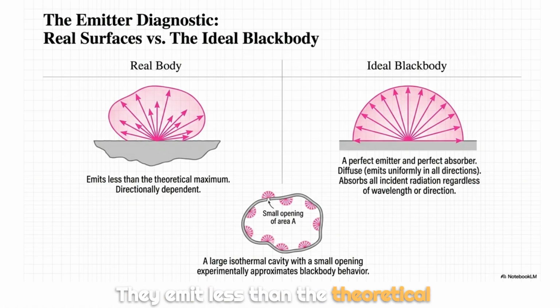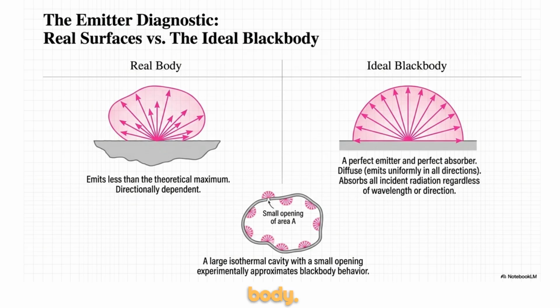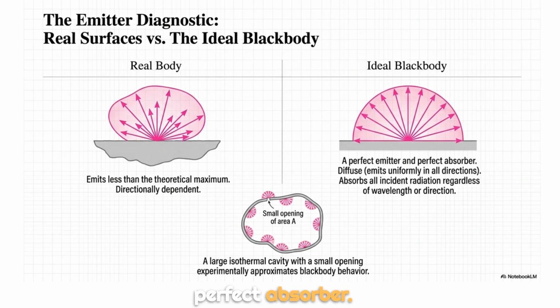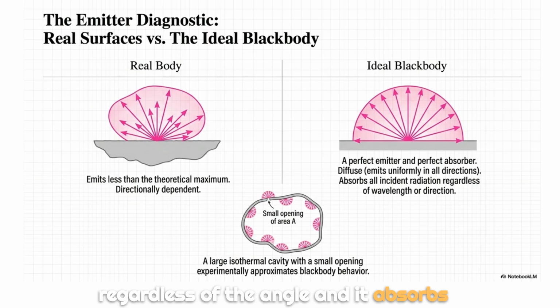They emit less than the theoretical maximum possible energy. On the right, we see the ideal blackbody. Its emission profile is a perfect, uniform hemisphere. A blackbody is a perfect emitter and a perfect absorber. It is a diffuse emitter, meaning it emits energy uniformly in all directions regardless of the angle, and it absorbs all incident radiation regardless of wavelength.